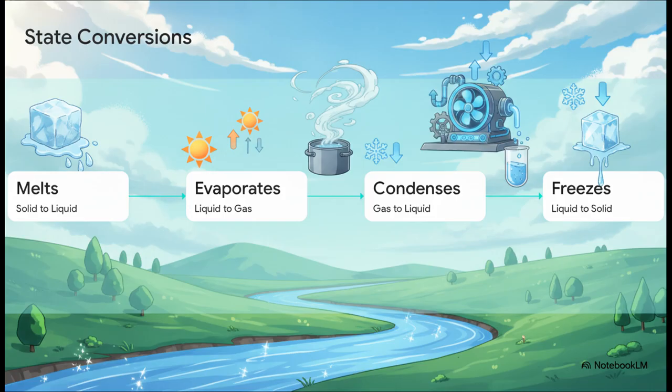In fact, scientists use these exact steps to build machines called atmospheric water generators. These amazing devices collect invisible water vapor from humid air, cool it down until it condenses, and literally produce clean, drinkable liquid water right out of thin air.